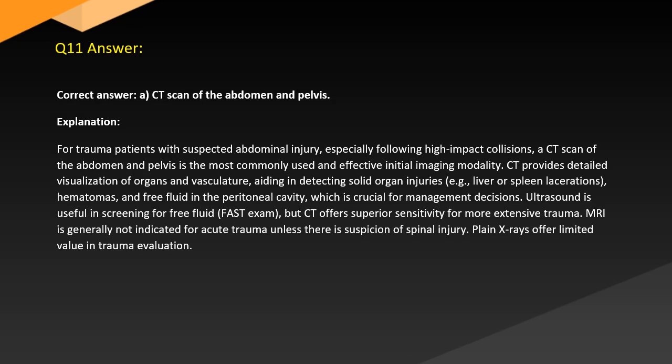Answer. Correct answer A. CT scan of the abdomen and pelvis. Explanation. For trauma patients with suspected abdominal injury, especially following high-impact collisions, a CT of the abdomen and pelvis is the most commonly used and effective initial imaging modality. CT provides detailed visualization of organs and vasculature, aiding in detecting solid organ injuries, e.g. liver or spleen lacerations, hematomas, and free fluid in the peritoneal cavity, which is crucial for management decisions.